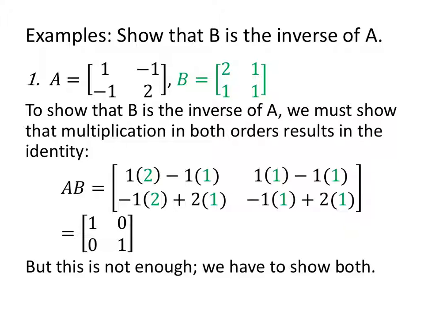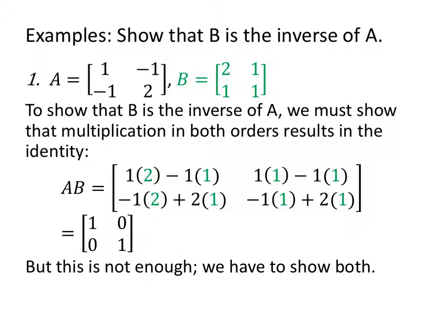Alright, so by definition, if I multiply a matrix by its inverse, I should get the identity. So if I want to show that B is the inverse of A, I'm going to multiply in both orders to show that I have the identity. So I'm going to take the rows of A and multiply by the columns of B to find AB. So row 1 times column 1 goes in row 1, column 1. Row 1 times column 2 goes in row 1, column 2. Row 2 times column 1 goes in row 2, column 1, and row 2 times column 2 goes in row 2, column 2. And when we do the arithmetic, we find that, hey, cool, we have the identity matrix.